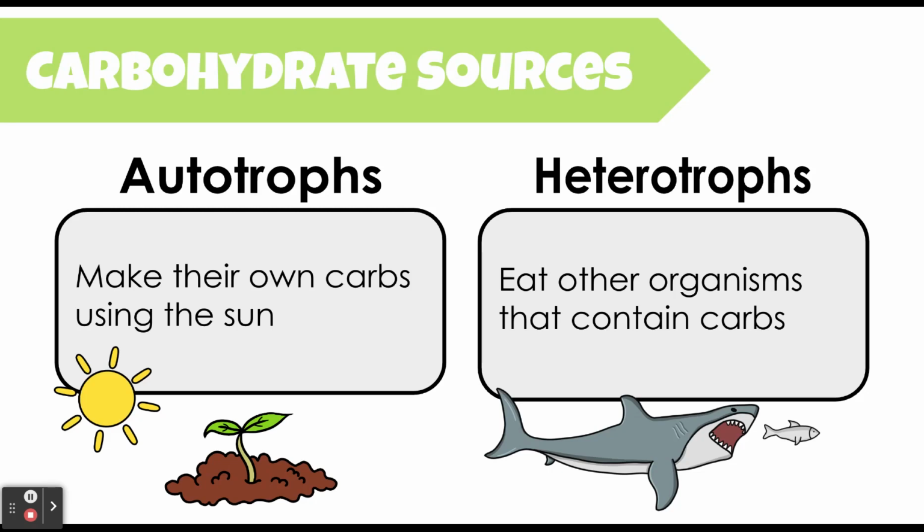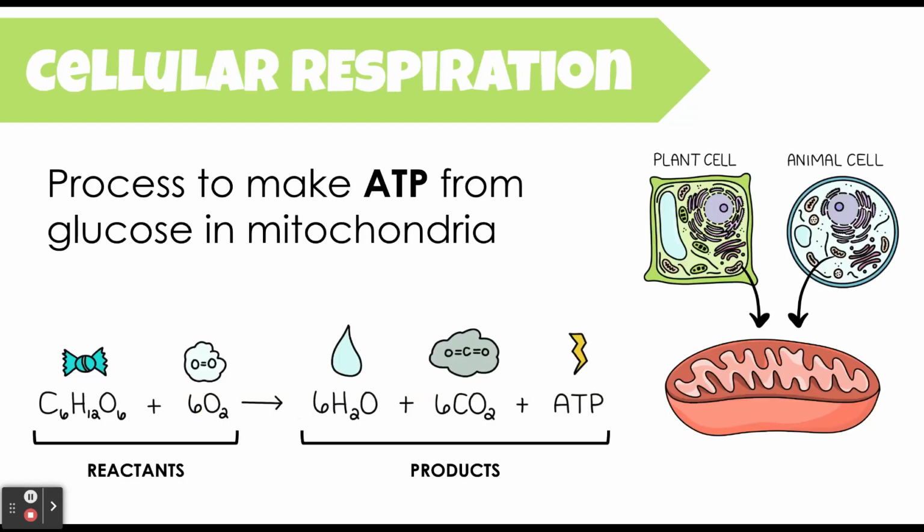The majority of organisms are heterotrophs, or organisms that have to eat other organisms that already have carbohydrates in them to get that source of carbohydrate in order to do cellular respiration. So autotrophs make their own glucose, whereas heterotrophs eat things that contain glucose. That glucose then is going to enter the mitochondria in order to make ATP. That is the process of cellular respiration.